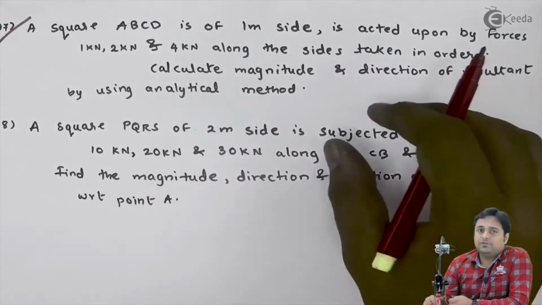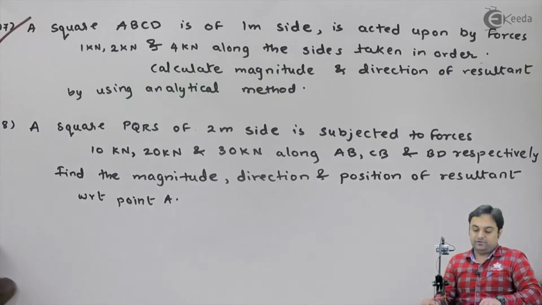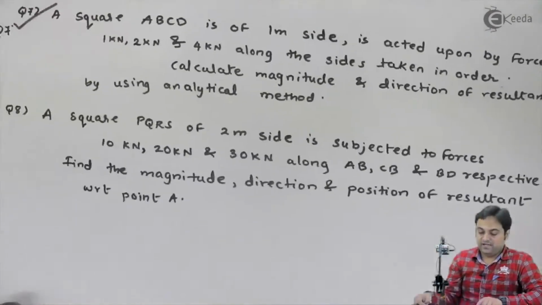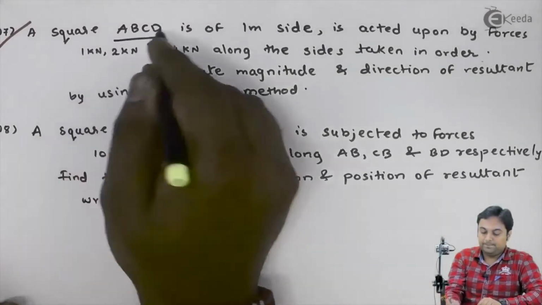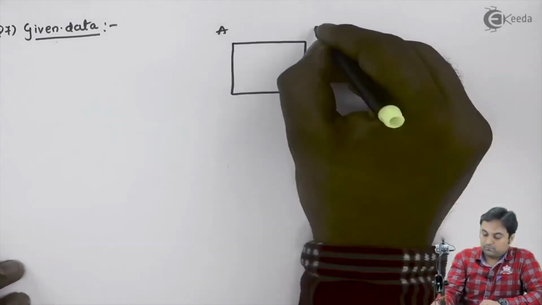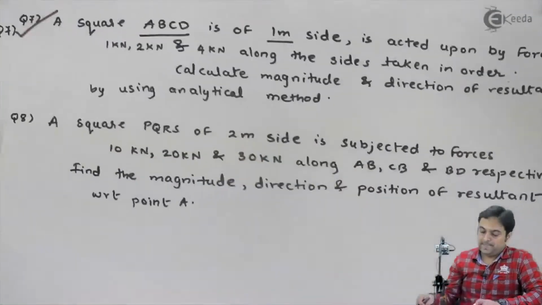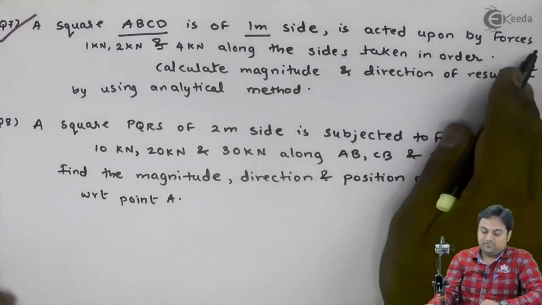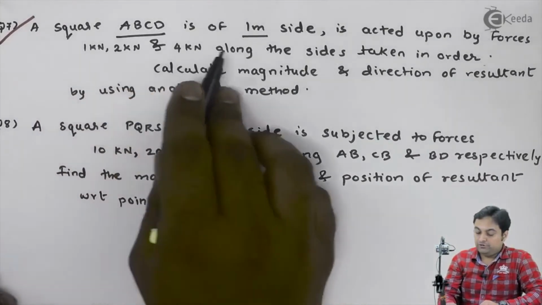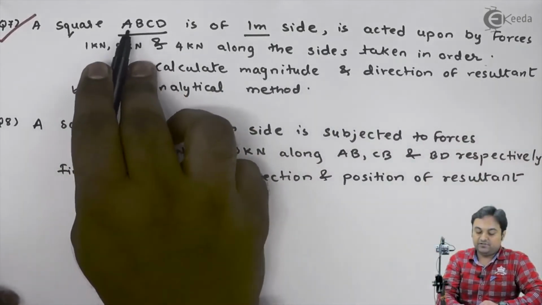Whichever methods we are using here, these are all analytical methods. So I'll write the data for this and draw the diagram. Here it is given that we have a square ABCD of 1 meter side, acted upon by forces 1 kilonewton, 2 kilonewton and 4 kilonewton along the sides taken in order. It means if it is ABCD, we will consider first AB.